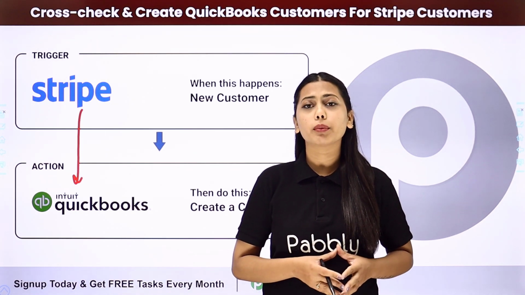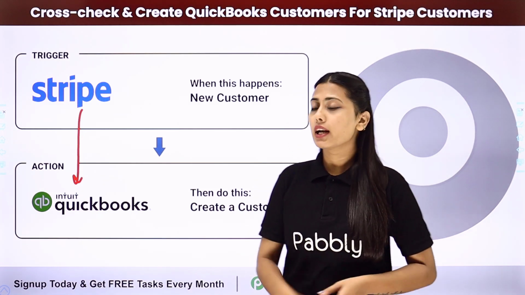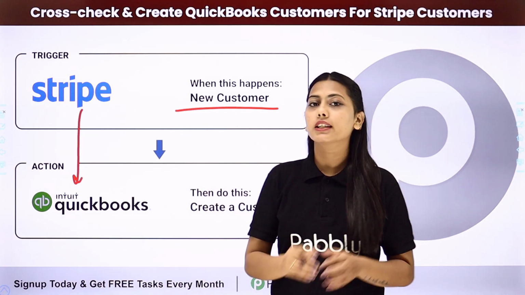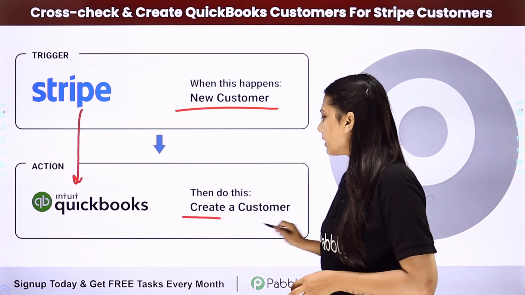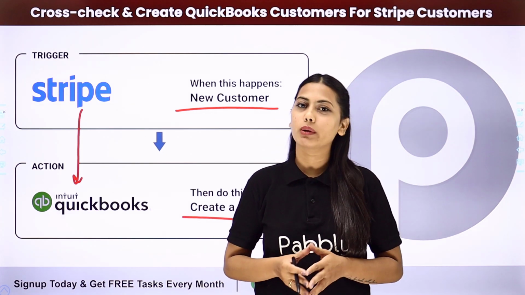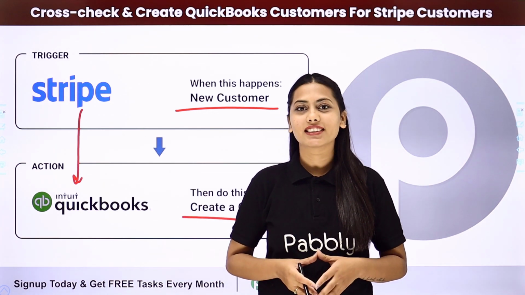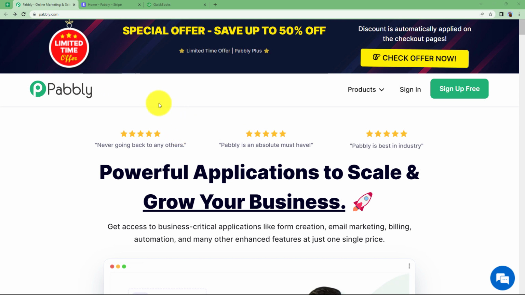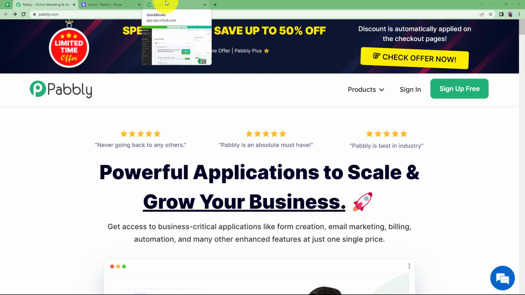So we will create this automation with the help of Pabbly Connect, where our trigger will be the new customer created in Stripe and our action will be to create a customer for the same details in QuickBooks. Let us learn how to do that. In this video, we will learn how you can cross-check the customers in QuickBooks and only create the ones that are created in Stripe but do not exist in QuickBooks already.